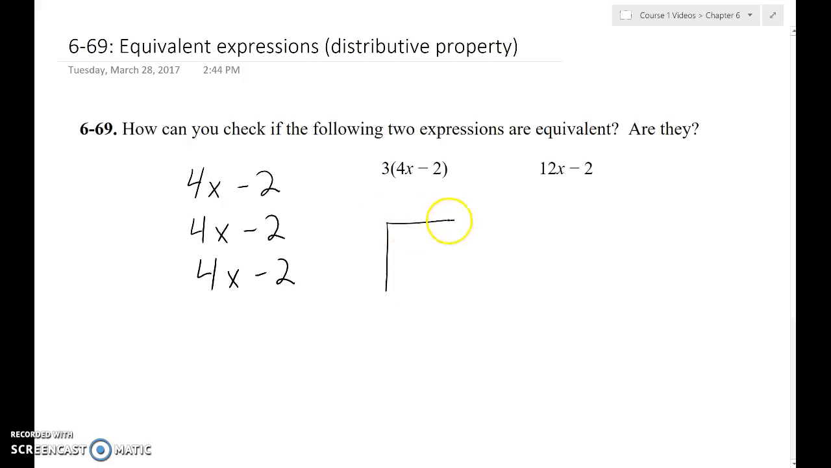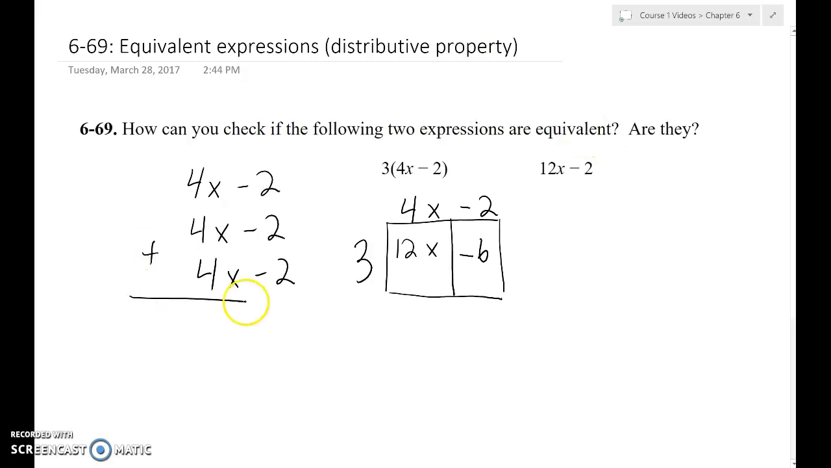draw a generic rectangle. Here I have 3 rows of 4x minus 2. So here I would have 12 x's. Here's 4x, 4x, and 4x. And then here I would have 3 negative 2's. So negative 2, negative 4, negative 6. If I add them together, I see that I get 12x, which is the same, but it's minus 6, not minus 2. These are not equivalent.